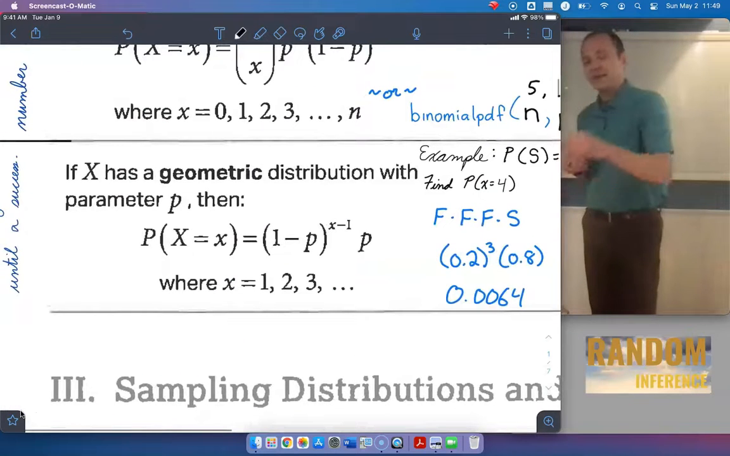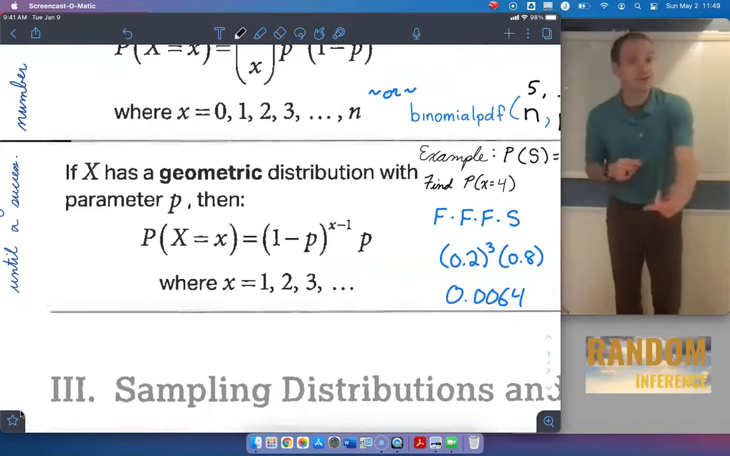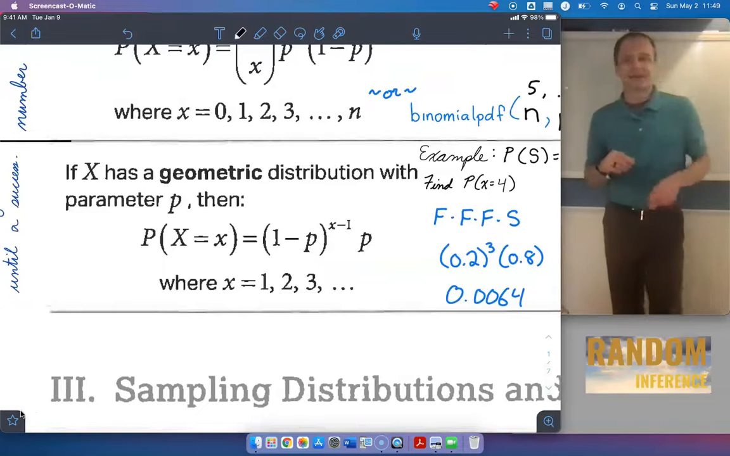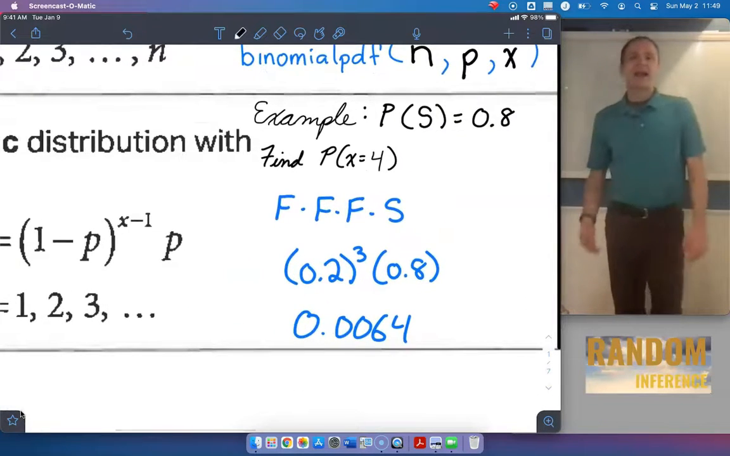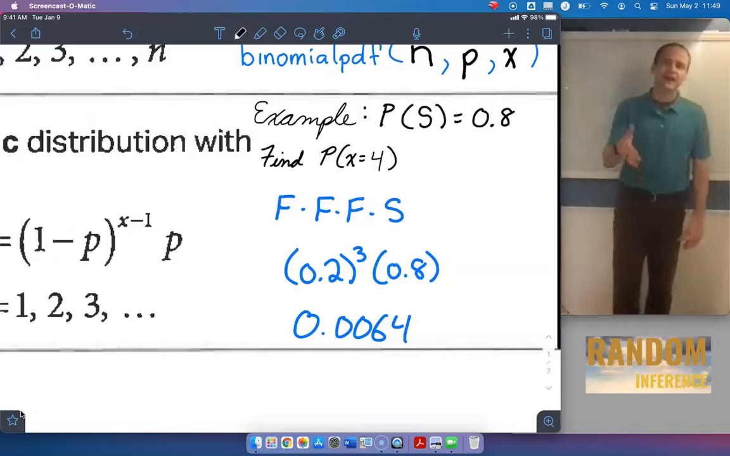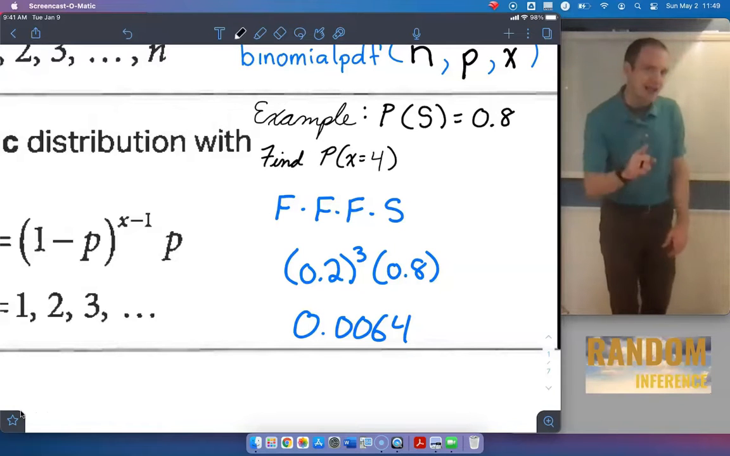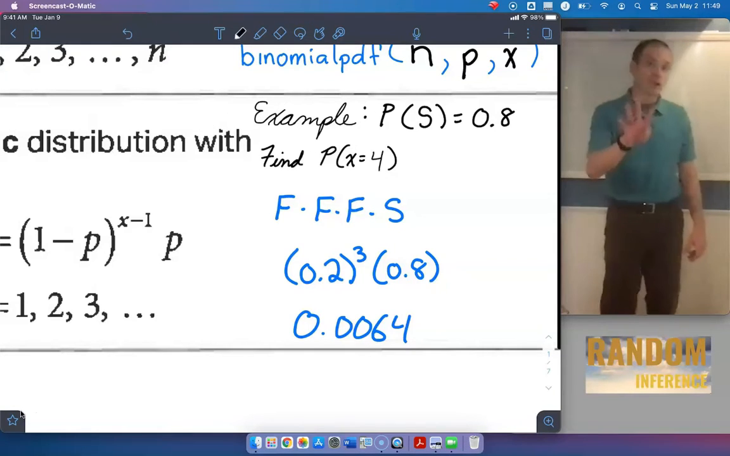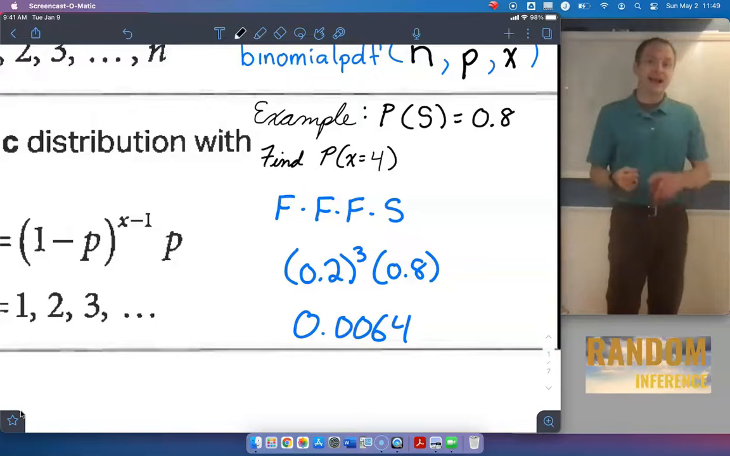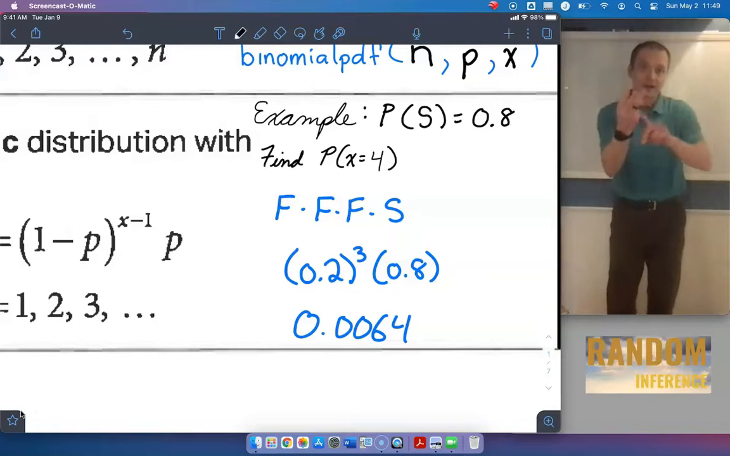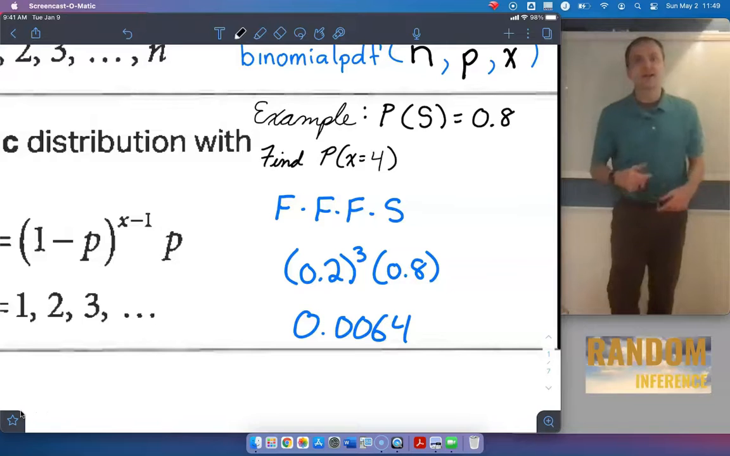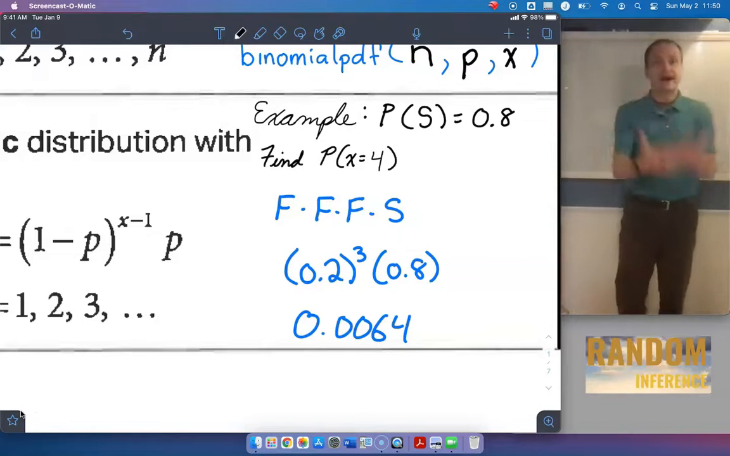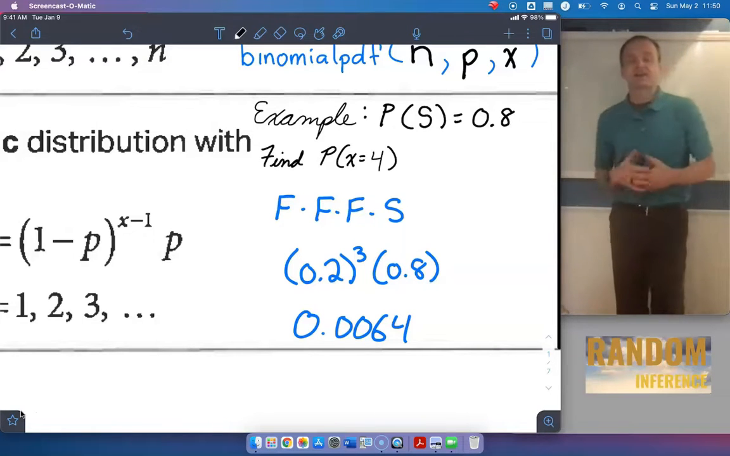Geometric. Now, that is how many trials until you get a success. This is very easy to calculate. I wouldn't use my calculator for this one. I would just go ahead and say, hey, if the probability of success is 0.8 and I want my first success to be on the 4th trial, then that means I have failure, failure, failure, success. So I have 3 failures and then finally the success. So that would be 0.2 cubed times 0.8. And we have our answer. So be aware that's how you would do geometric.